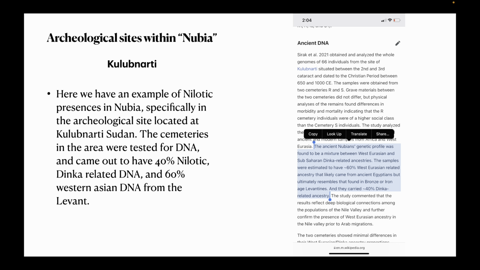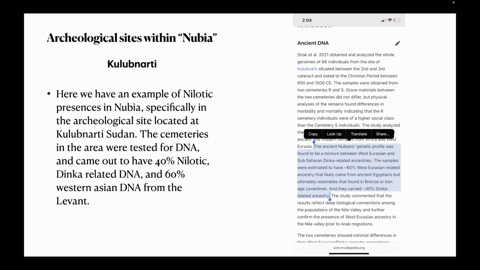It's basically that the people came through Egypt. After Egypt, people were already mixing at the end of Egypt, so this is way even after Egypt. People were coming in, mixing with the local populations, et cetera. And then we obviously have that Dinka-related ancestry, which are people of the Nile.